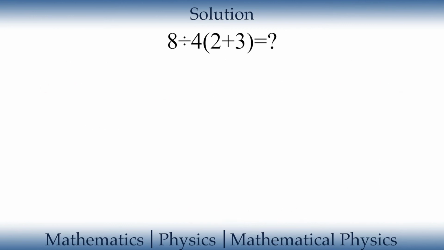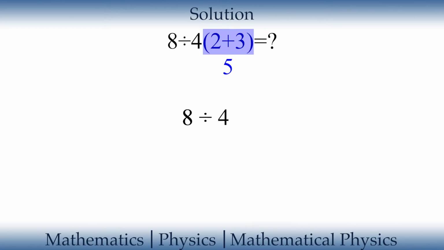Well, let's apply these rules to the problem and find the answer. We see the parentheses here. So, according to rule number 3, we need to consider what's happening inside them, separately. We get 2 plus 3 equal to 5. Note that, although we've learned that addition has a lower priority than division and multiplication, we did it first since it was inside the parentheses. Now, we have 8 divided by 4 multiplied by 5.